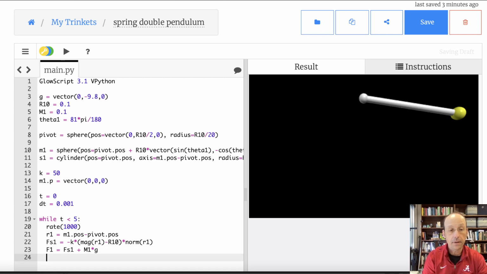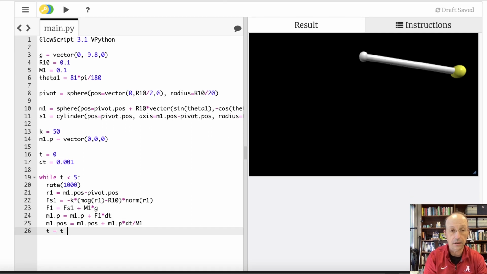I can update the momentum. M1.P equals M1.P plus F1 times dt. Now I can update the position. M1.pos equals M1.pos plus M1.p times dt divided by M1. Okay, I need to update time. T equals T plus dt. Actually, I need to also update the spring, right? The pivot point is not going to move. So the position isn't going to change, but the axis does change. So I can say S1.axis equals R1. That's it. I think this should work.